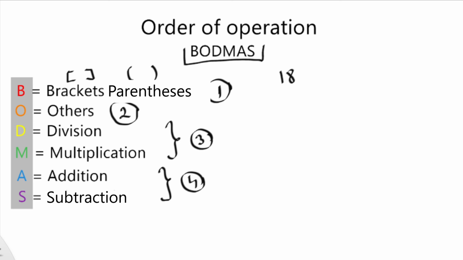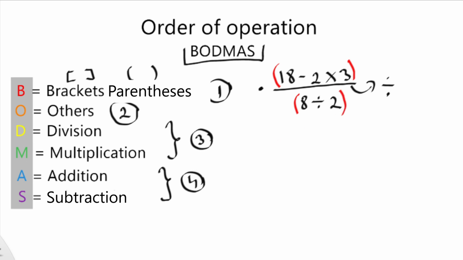Let's try 18 minus 2 times 3 over 8 divided by 2. And I will give you an extra hint. When you have a fraction, just pretend there are brackets here and here. Now, if you know how to do the question just by knowing this, pause the video and come back later. If not, keep watching.